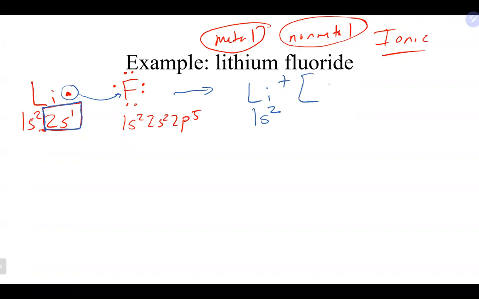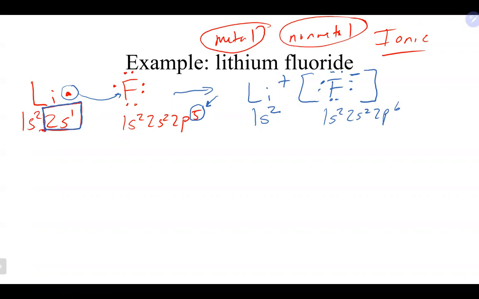The fluorine will pick up the electron and fill out. And because it picked up one electron, it will become negatively charged. And its configuration will end up being, that electron will end up right there in that p subshell where it has room, and it will be 1s2, 2s2, 2p6.